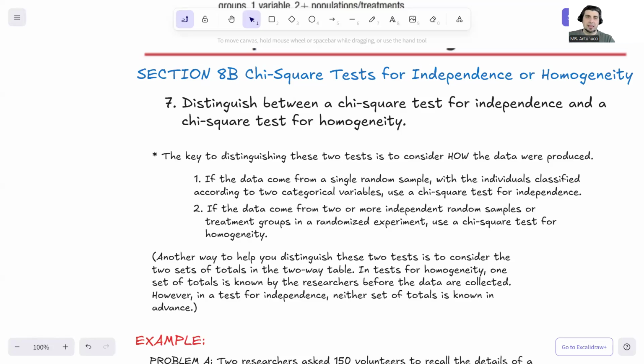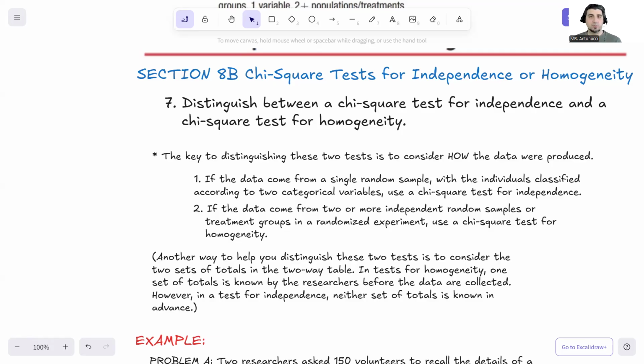Okay, so now we're on the last piece of chi-square test for independence or homogeneity, and we want to be able to distinguish between a chi-square test for independence and one for homogeneity. So I'm going to give you a couple keys for distinguishing which of the two tests to use. You have to consider how the data were produced.